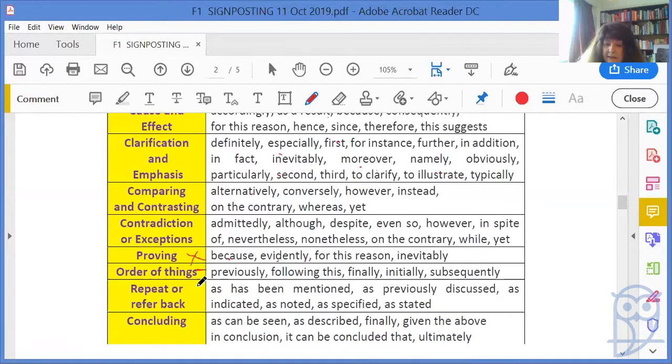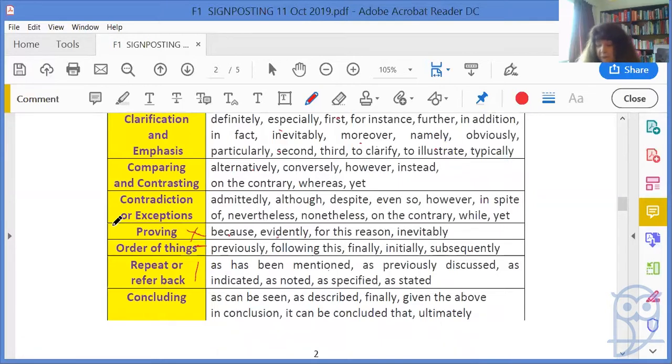If you're repeating something, referring back to something, or maybe even just emphasizing it, you can use as has been mentioned, as previously discussed, as indicated, as noted, as specified, as stated. So you've got a whole lot you can use there.